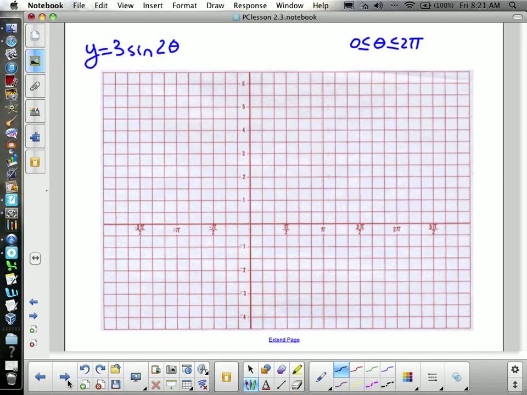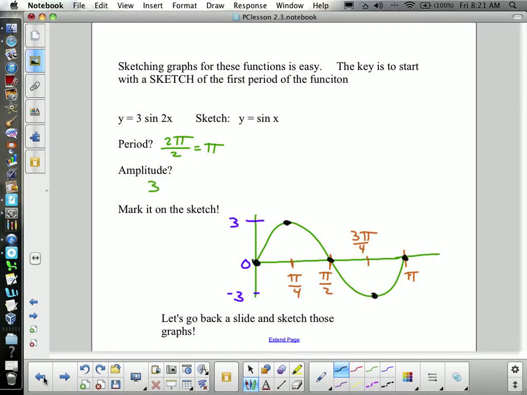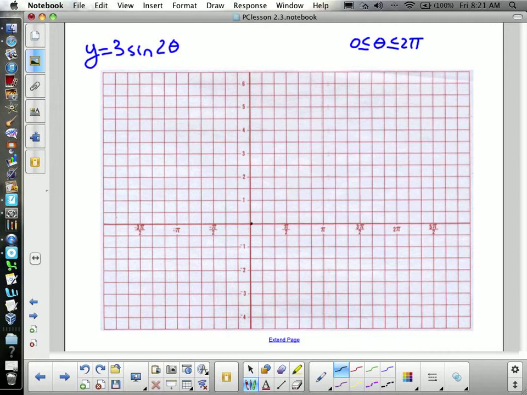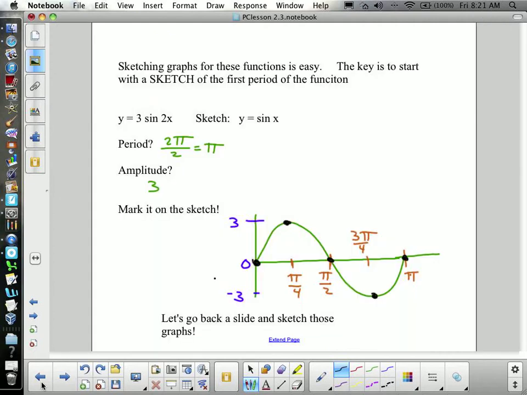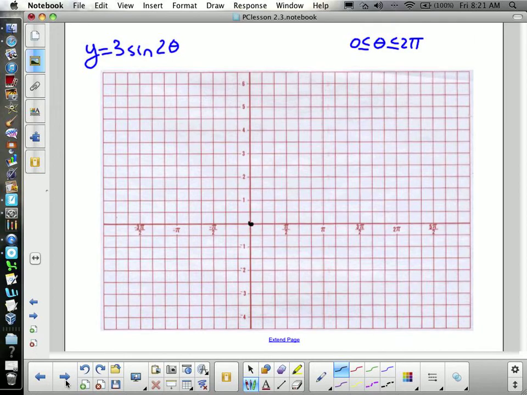So I say, okay, y equals 3 sine 2x between 0 and 2 pi. I know I start at 0, 0. Plot that point. At pi over 4, I'm at 3. Well, pi over 4 I know is right about halfway here. I'm at 3.